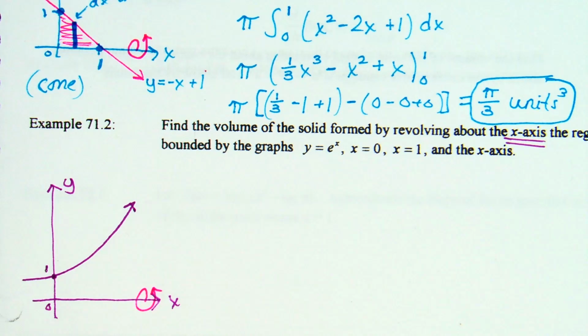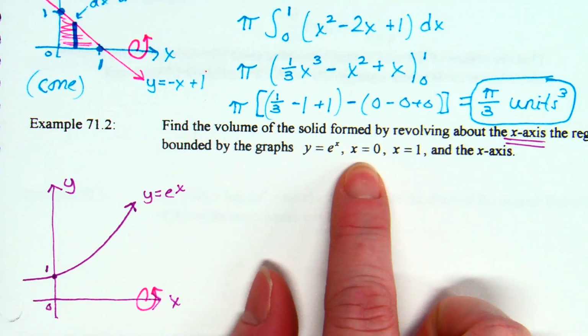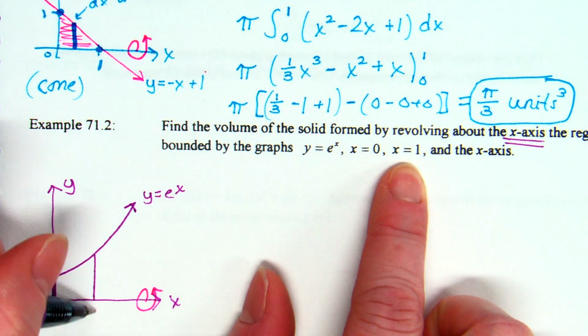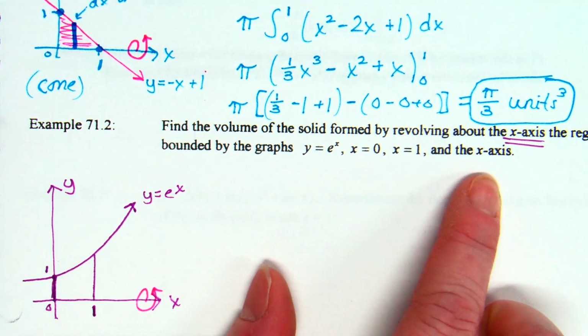So that's y equals e to the x. What's x equals 0? The y-axis. What's x equals 1? The vertical line, x equals 1. And what's the x-axis? The bottom boundary. So, have you visualized the shape here? So that's what we're rotating.